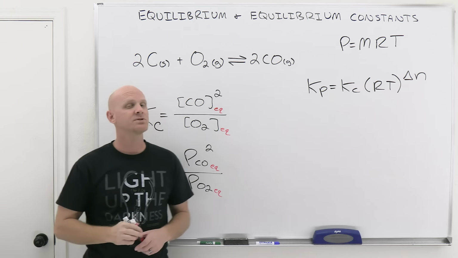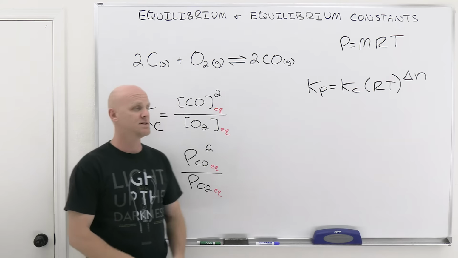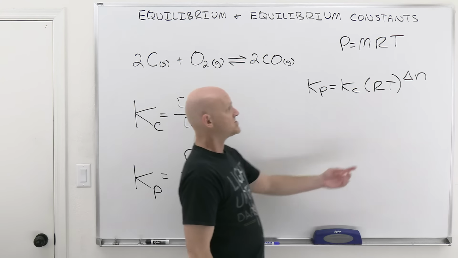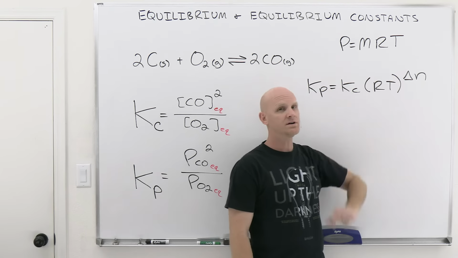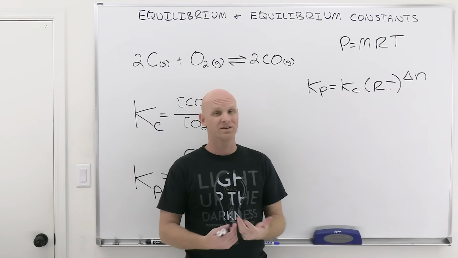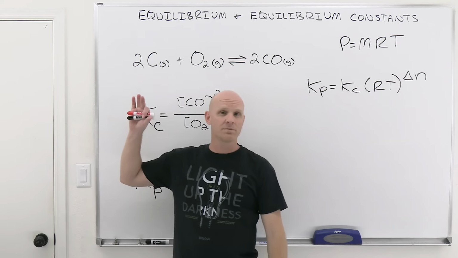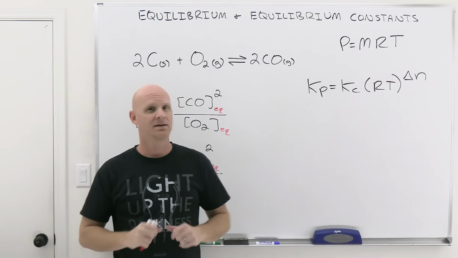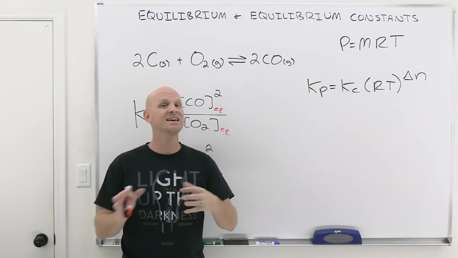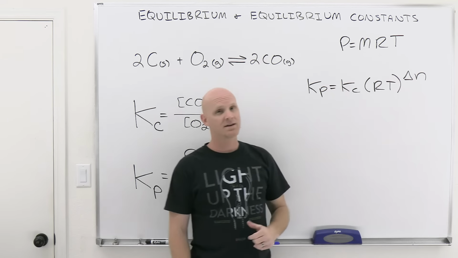And delta n here refers to the change in the number of moles of gas, only gas. Notice if that change in the number of moles of gas is 0, well, anything to the 0 power is 1, and anything times 1 is itself. So if delta n is 0, i.e. you have the same number of moles of gas on the reactant side as on the product side, for that case and that case only would Kp equal Kc. But if delta n doesn't equal 0, then Kp and Kc won't be equal.